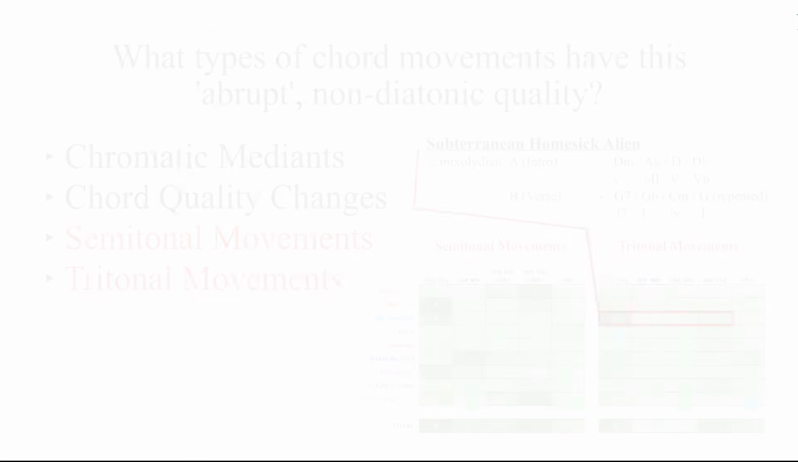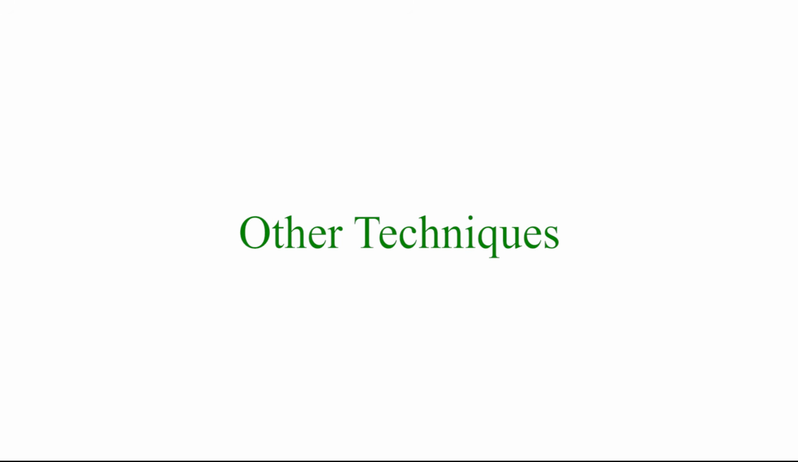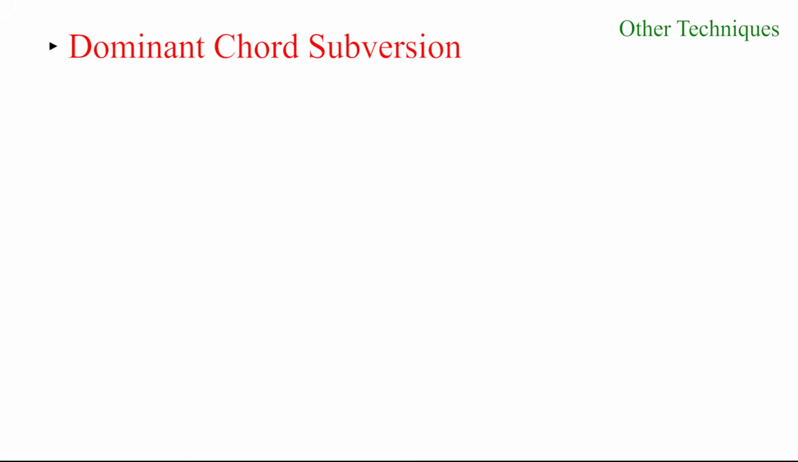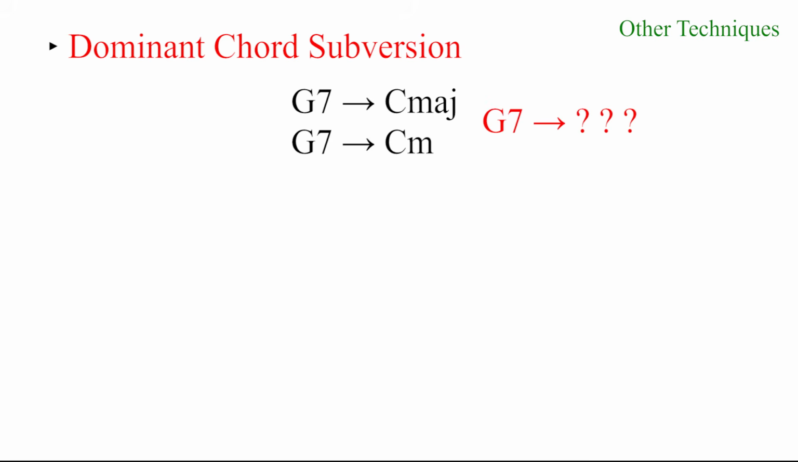Besides non-diatonic movements, there are a few other techniques that factor into Radiohead's functional harmonic complexity. One of these is dominant chord subversion. The typical function of a dominant chord is to move forward in the circle of fifths, resolving the chord's tritone to the third of a major or minor chord. When a dominant chord does something else instead, it usually sounds a bit unexpected.